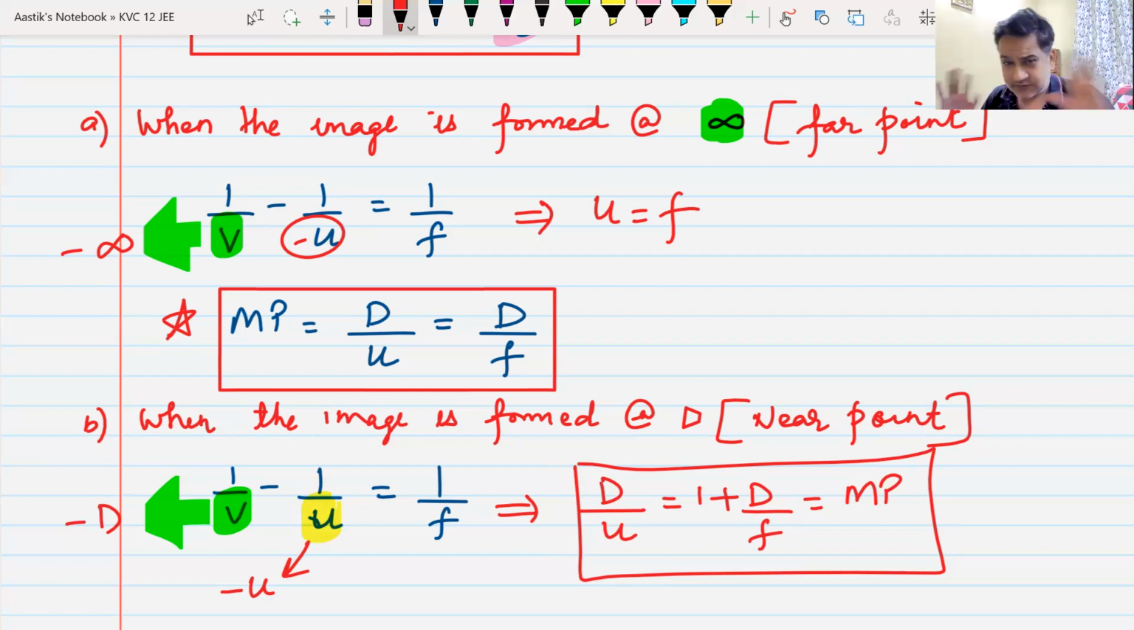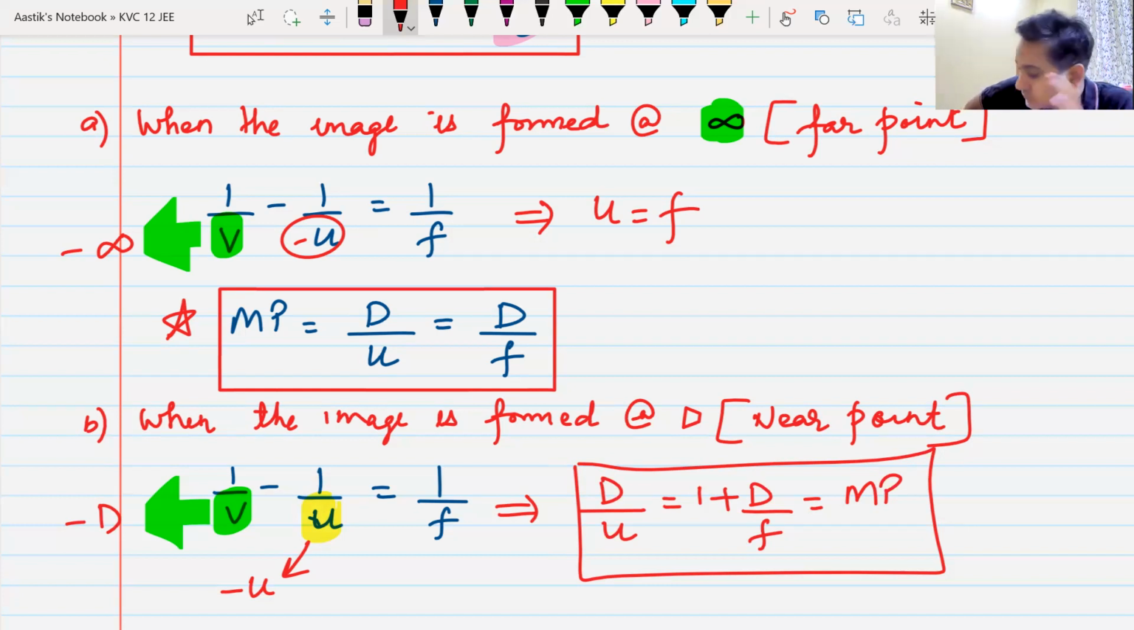Yes, sir. This is what you got to remember about a simple microscope. Nothing can be changed. Nothing can be questioned because this is how it is. Do we get this simple microscope?